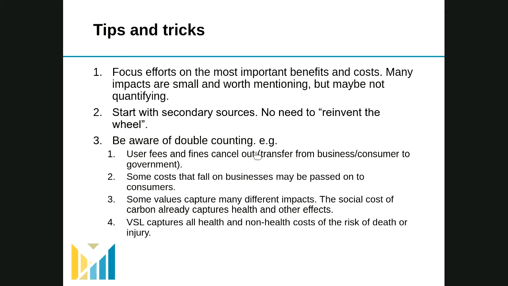And then a tricky part that I don't have enough time to cover really is that we need to be aware of double counting. So things like user fees and fines will cancel out. If we say that businesses have to pay fines, those fines are a payment from businesses to government. So it's a negative on the business side and a plus on the government side. We also know that some costs that fall on businesses might be passed on to consumers. So we need to make sure we only count it on the business side, or we only count it on the consumer side, and not both.